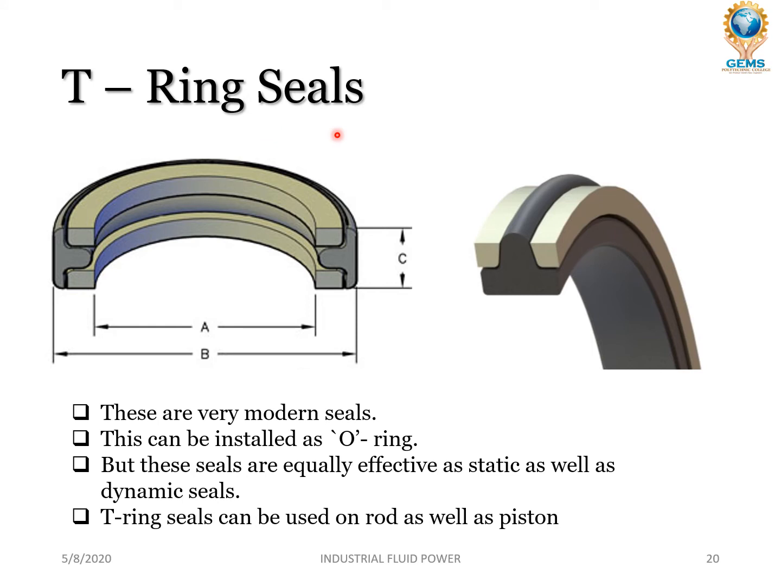Then T-ring seals. These are very modern seals. This can be installed like an O-ring, but these seals are equally effective as static as well as dynamic seals. T-ring seals can be used on rod as well as piston.